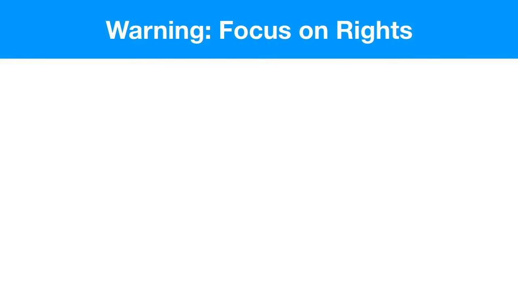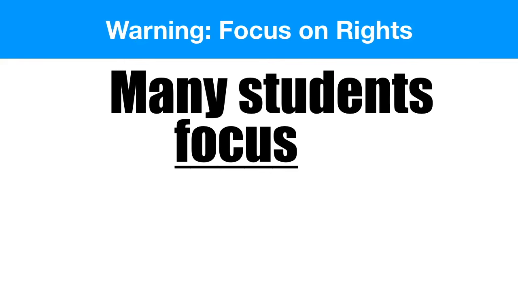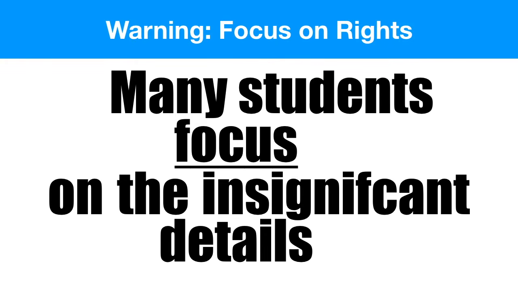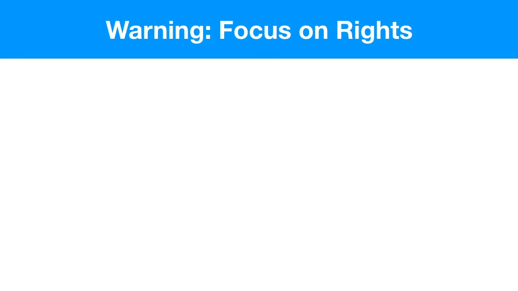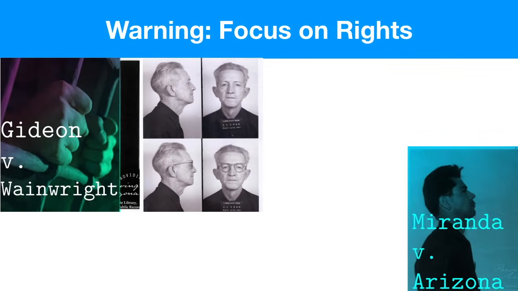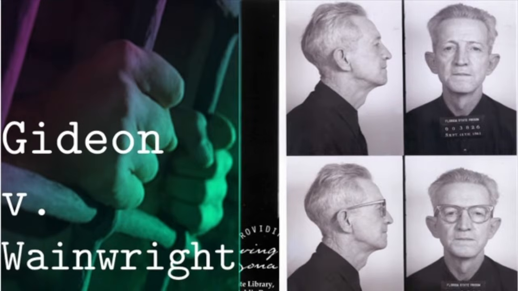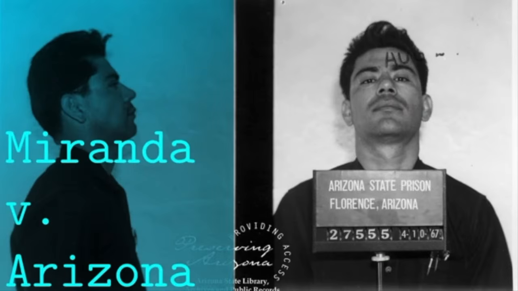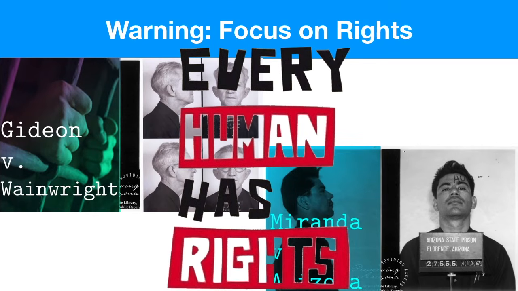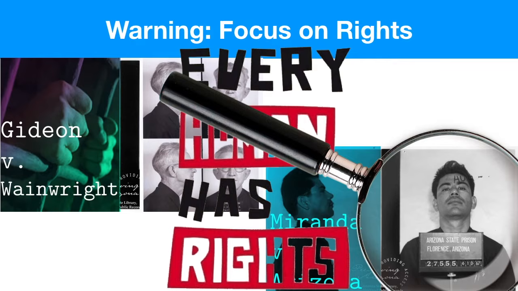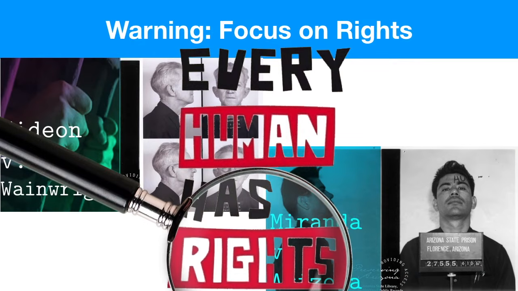This is where a lot of students get into trouble. Many students focus on the insignificant details and not the rights violations. Most cases we're going to look at have very interesting backgrounds or fascinating crimes. But remember, the Supreme Court is not interested in any of those kinds of details. Those things have been solved in the lower courts. What the Supreme Court is looking for are rights violations, and that's what we need to look for.